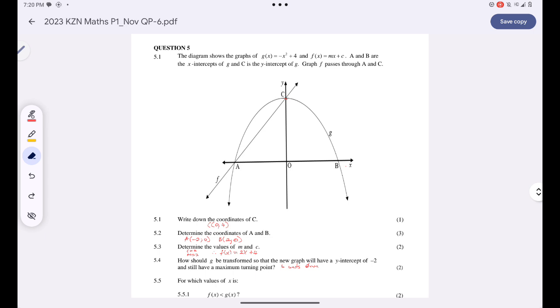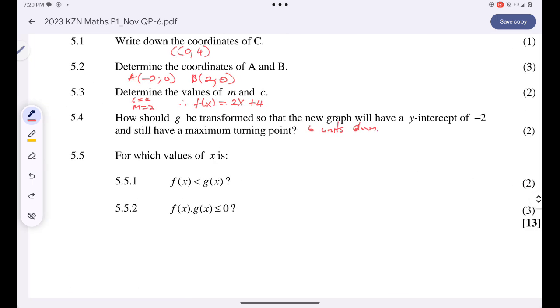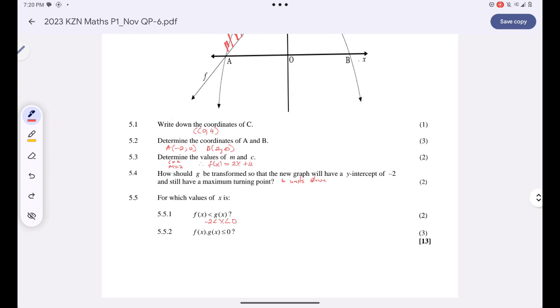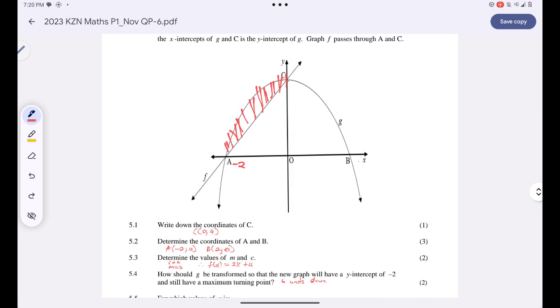The straight line graph is below the graph of g of x only here. F of x is less than g of x only between a and c. So I'll simply say when x is between negative 2 and 0. Remember that the x value at a was negative 2, and the x value at c is 0.